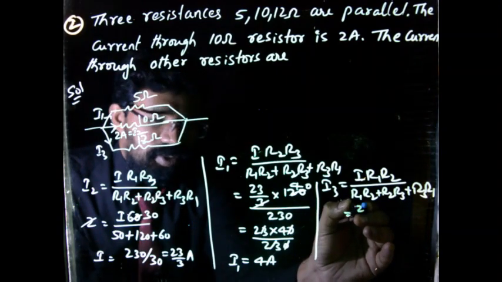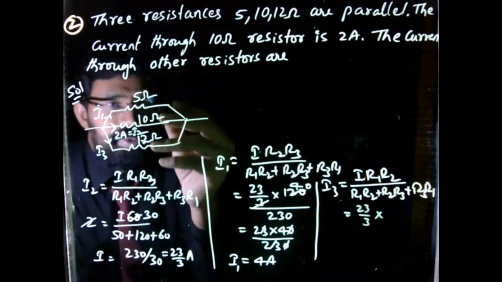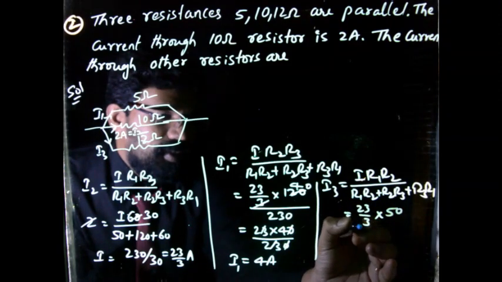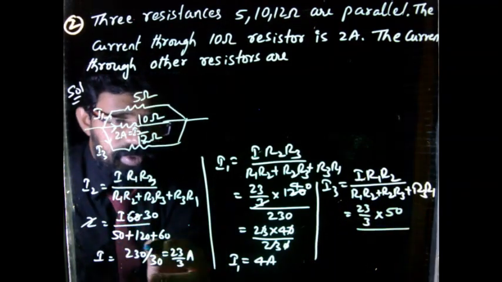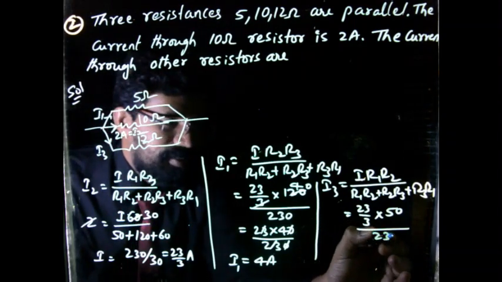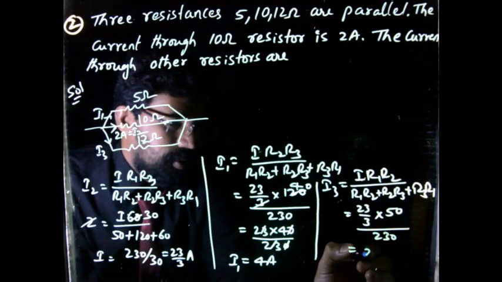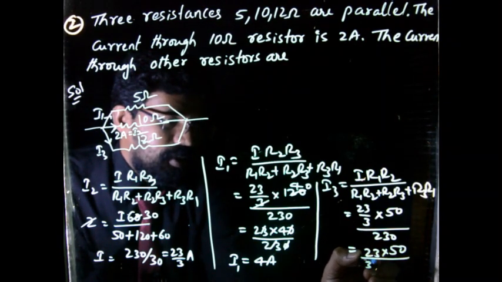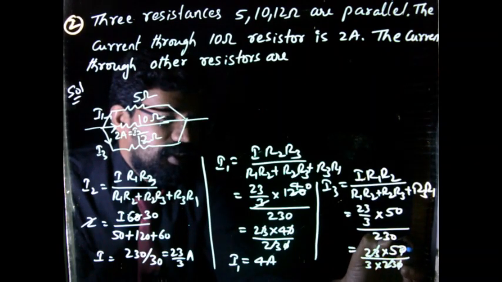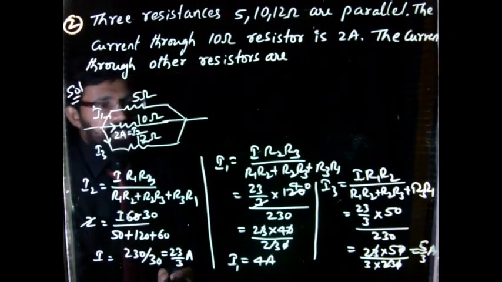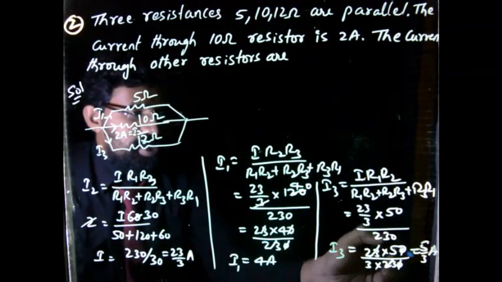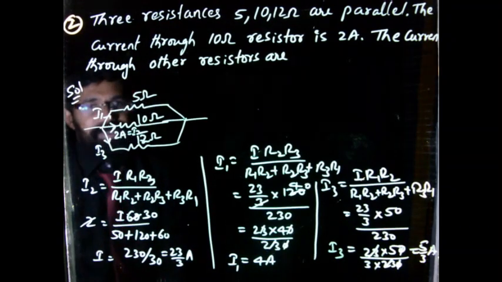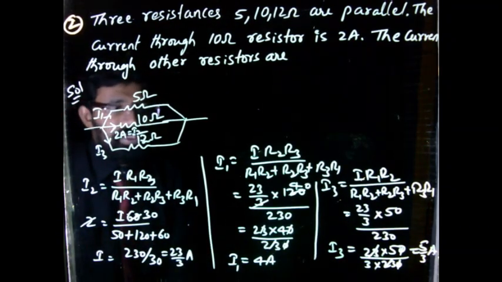And I is how much? 23 by 3, R1 R2, 5 into 10, that's 50, divided by, in the denominator, what you will have, 50 plus 120 plus 60, which is 230, isn't it? So 23 into 50 by 3 into 230, 0 gets cancelled, 23 gets cancelled. So finally the answer is 5 by 3 amperes. So I3 value is 5 by 3 amperes and I1 value is 4 amperes. So the answer is 4 amperes and 5 by 3 amperes.